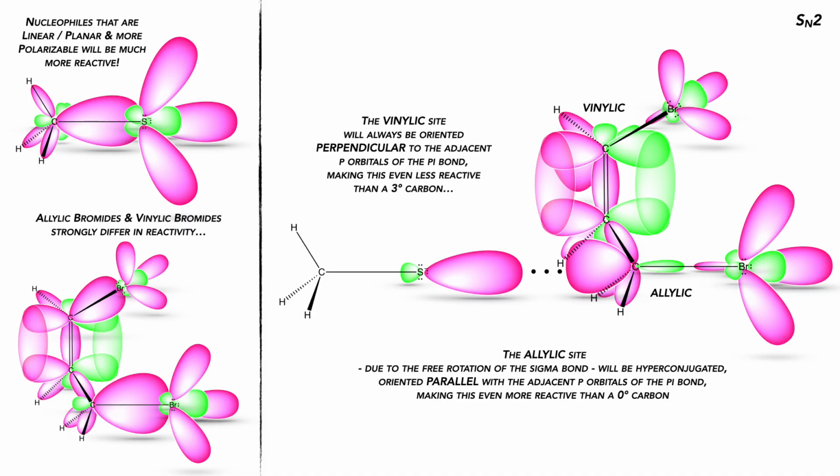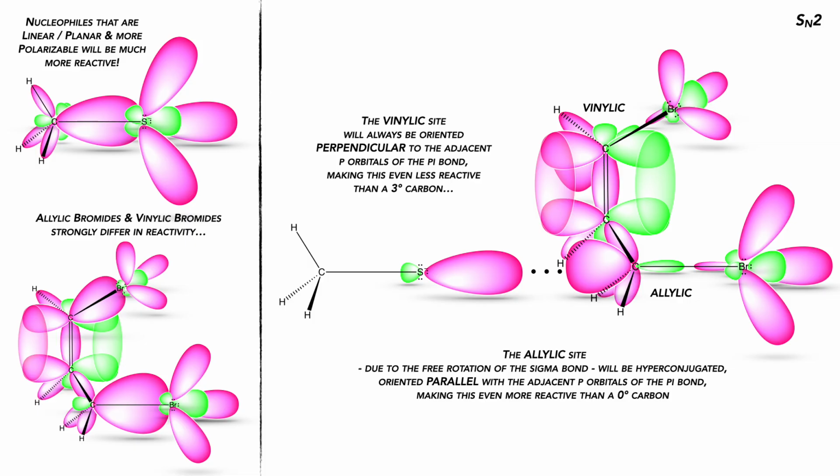Furthermore, allylic and vinylic reactivity will strongly differ. At a vinylic position, the sigma star carbon leaving group orbital is perpendicular to the pi system. This destroys the geometry necessary for backside overlap. Vinylic SN2 is impossible, but the allylic position is different.